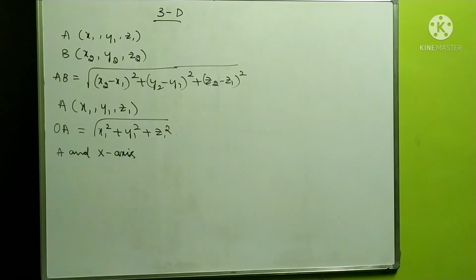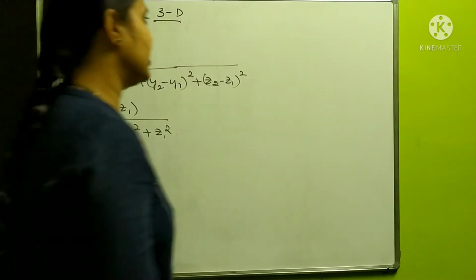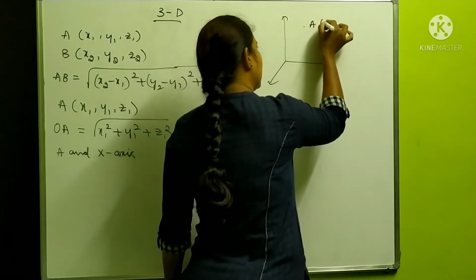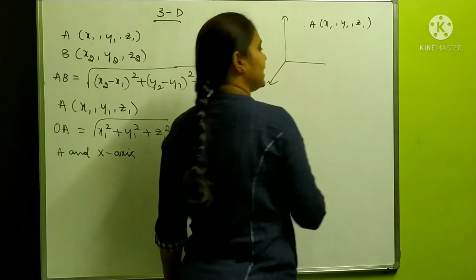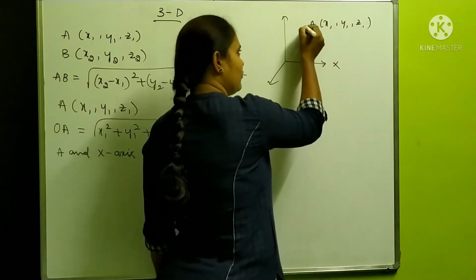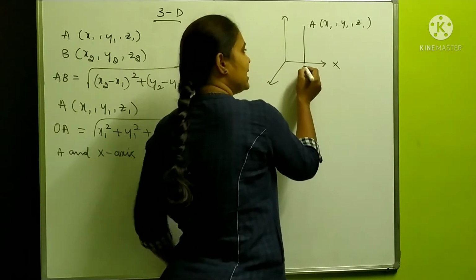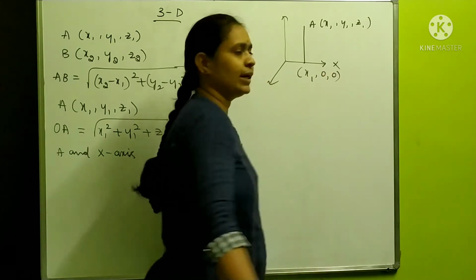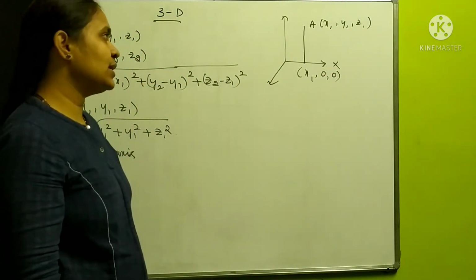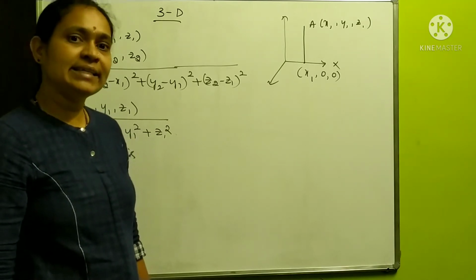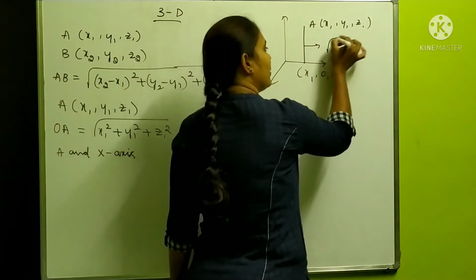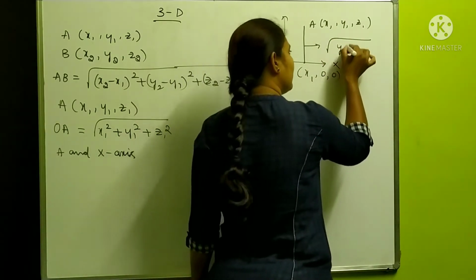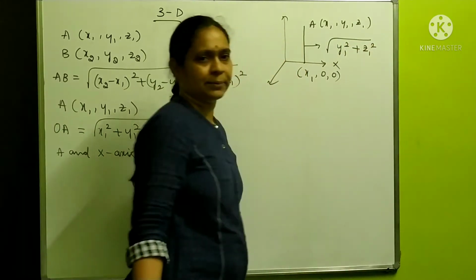Let me tell you this. Suppose this is the point A (x1, y1, z1) and this is the x-axis. If you drop a perpendicular on the x-axis, this coordinate will be on the x-axis. This will become (x1, 0, 0). Correct? And if you find the distance, how will it be? Apply the distance formula: x1 minus x1 will be 0, y1 minus 0 whole square is y1 square, plus z1 square.